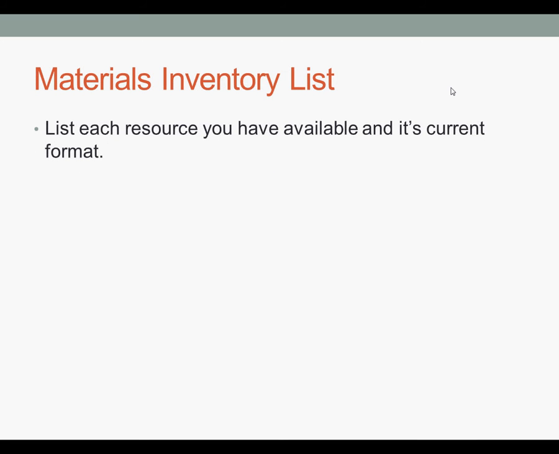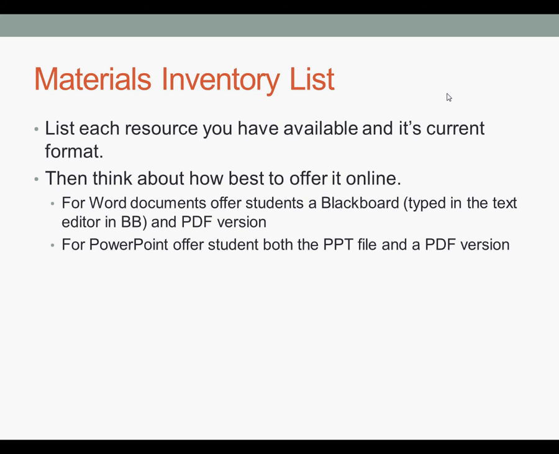What you're going to do is list each resource you have available and its current format. For example, if you have an outline of a particular unit, and the name of that file is Unit 1 Outline, and it's done in Microsoft Word, you'd list those items and just make a list of those resources. Then the second thing you're going to do is think about how best to offer it online.